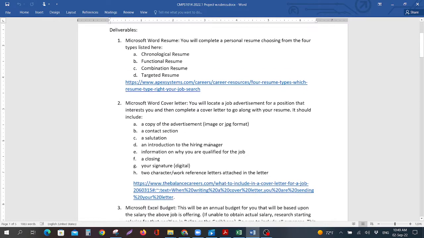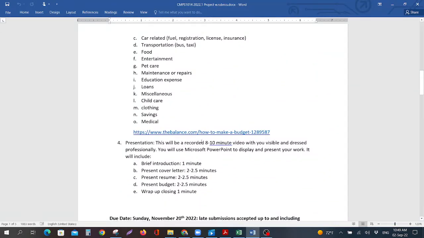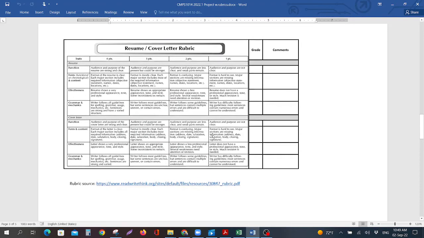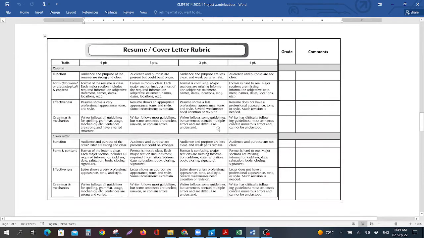So looking at the rubric itself, I'm going to scroll down to the actual resume part, and I'm going to make this larger so that we can clearly see it. The resume part itself has 4 sections: the function of the resume, the form, which is the type of resume that it is, and the content, then the effectiveness of the resume, and finally the grammar and mechanics. The most points you can get for the resume itself are 16 points.